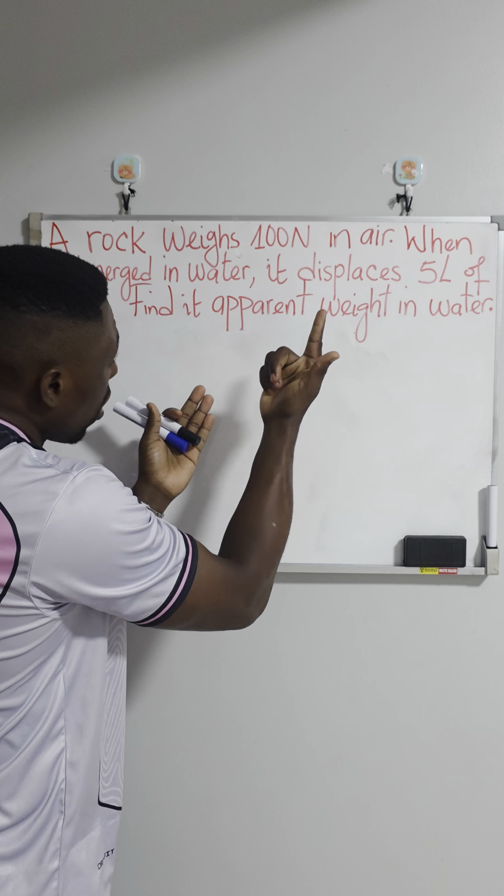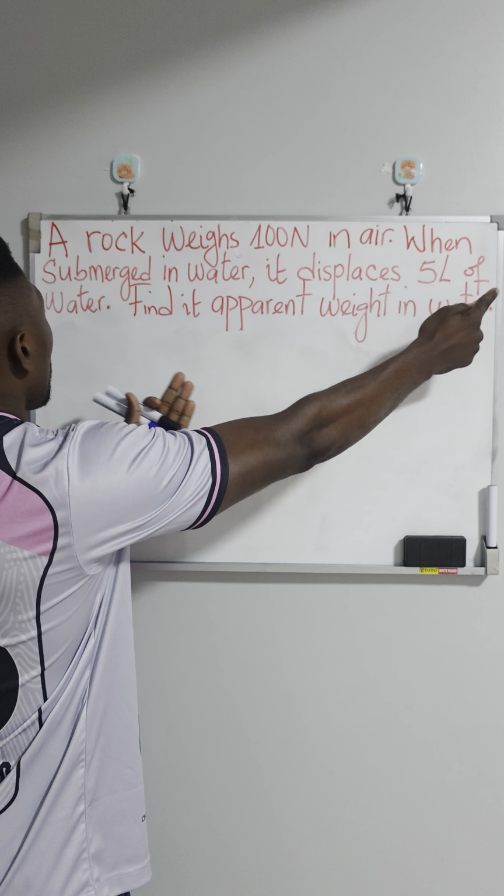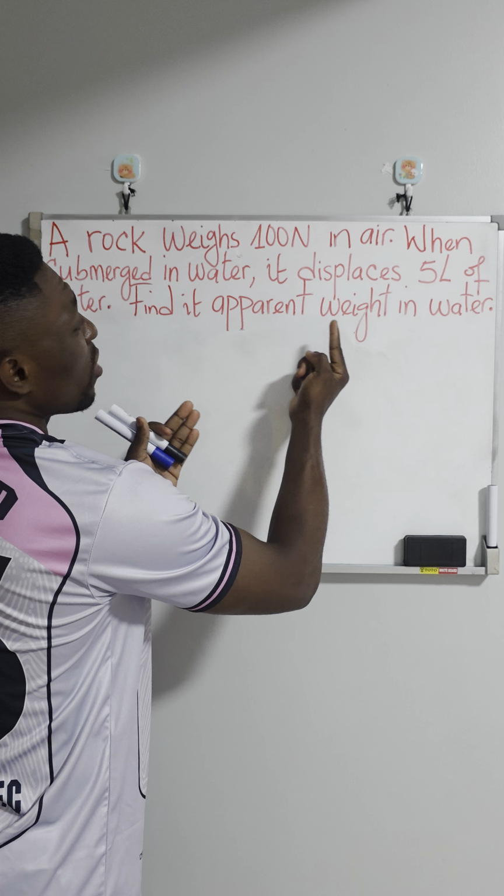A rock weighs 100 Newton in air. When submerged in water, it displaces 5 liters of water. Find its apparent weight in water.